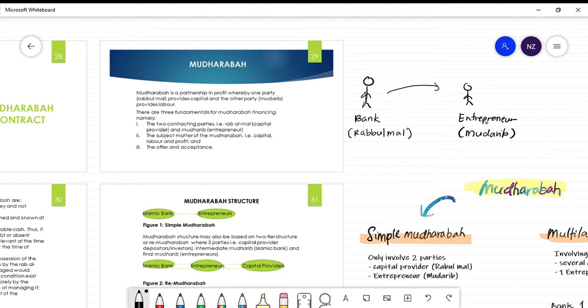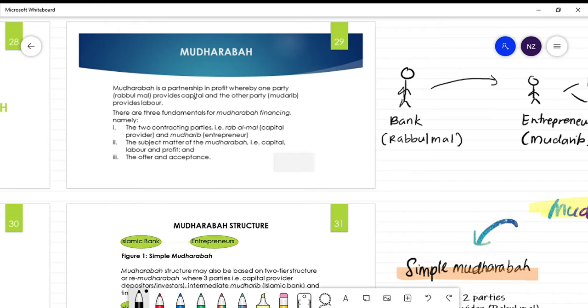So the entrepreneur here akan provide labor ataupun dia akan manage any of the project yang diorang agree lah, kan? So like in the slide we see that Mudharabah is a partnership in profit whereby one party, iaitu Rab-ul-Mal tadi tu, provide capital and the other party, Mudharib, will provide the labor. So I already lukis it here. And then there are three fundamental for Mudharabah financing ataupun three elements to going into Mudharabah financing.